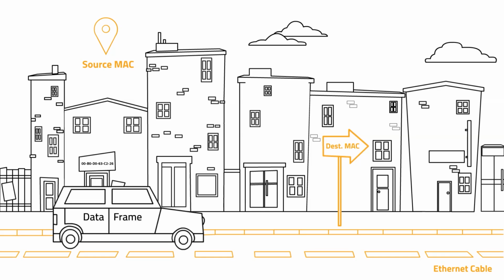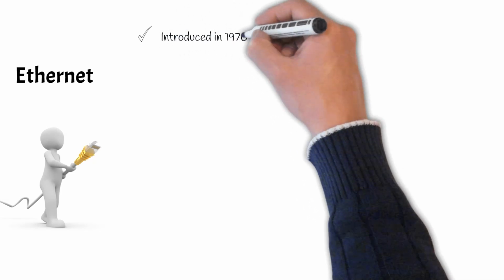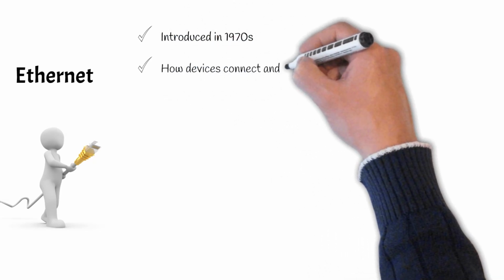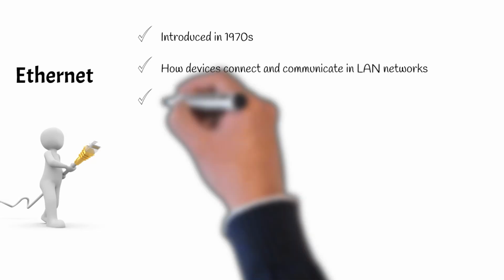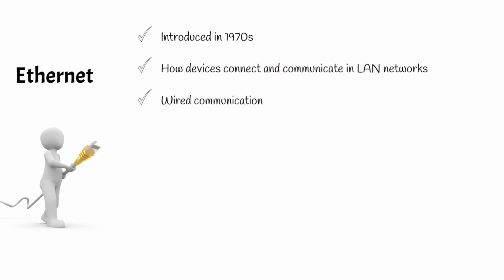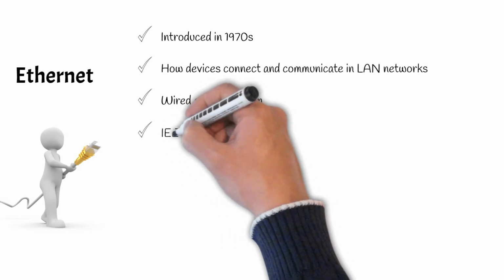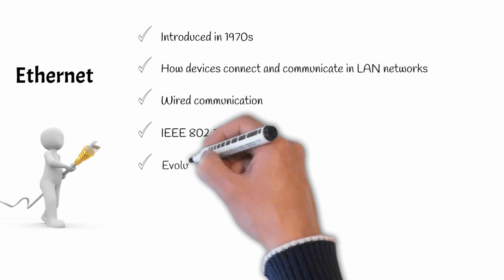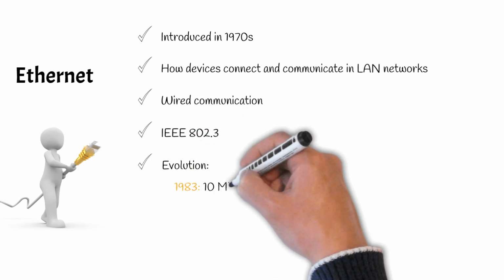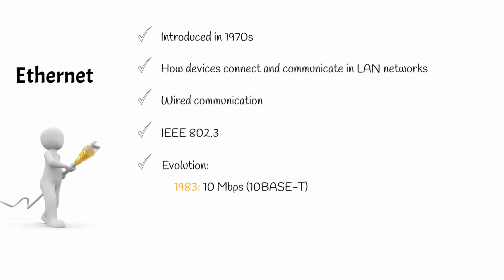cables between devices. Ethernet, introduced in the 1970s, defines how devices physically connect and communicate within a local area network. It enables wired communication between devices like computers, printers, and routers. Standardized under the IEEE 802.3 specification, Ethernet has evolved significantly over the years. It began with the original 10 megabits per second standard, introduced in 1983.